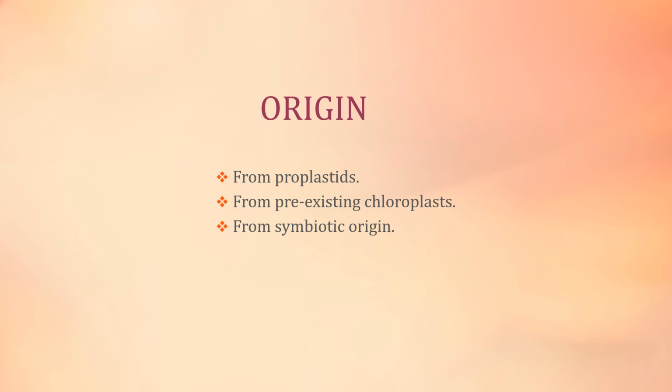From symbiotic origin. Chloroplasts resemble bacteria in having circular DNA, 70S ribosomes, and a protein synthesizing machinery. It is believed that bacteria-like organisms entered the eukaryotic cells in early ages of evolution. Inside the eukaryotic cells, the organism developed a symbiotic relationship. In due course of time, the symbiotic organisms became photosynthetic organelles.